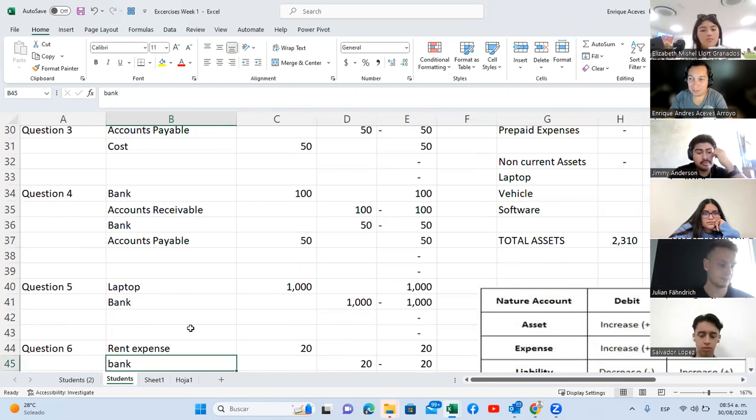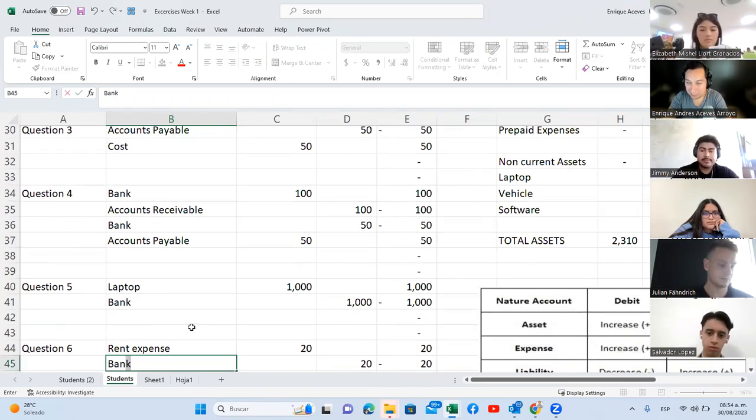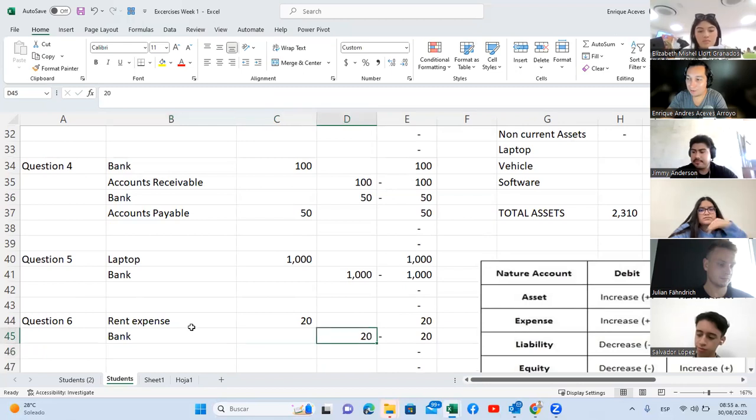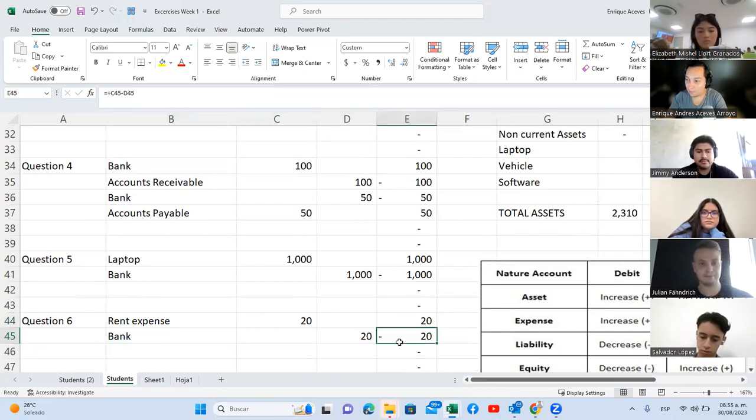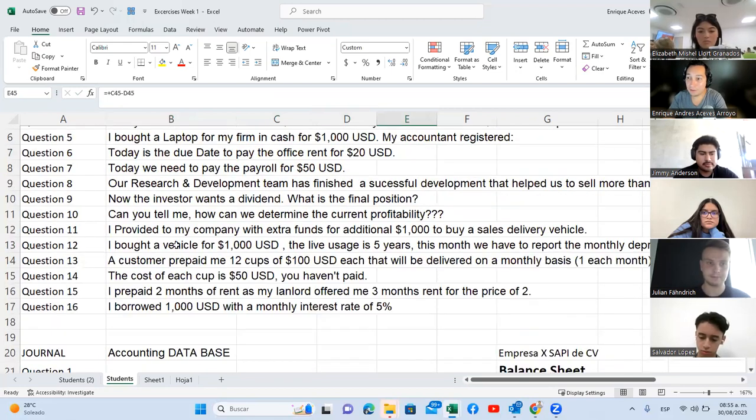¿Y de dónde está saliendo? Del banco, ¿no? Siempre que tengamos algo que pagar del banco, se le abona al banco. If we always pay something from the bank, we always credit the bank. We are decreasing our resource.